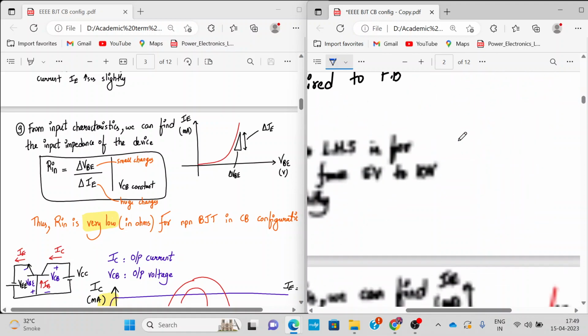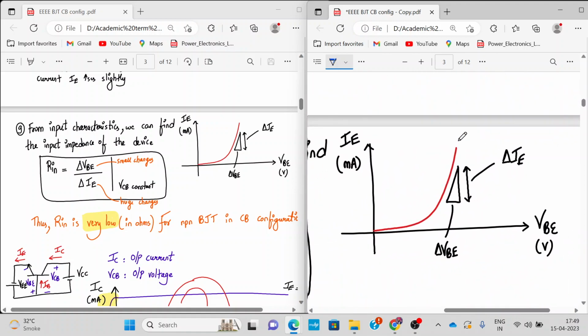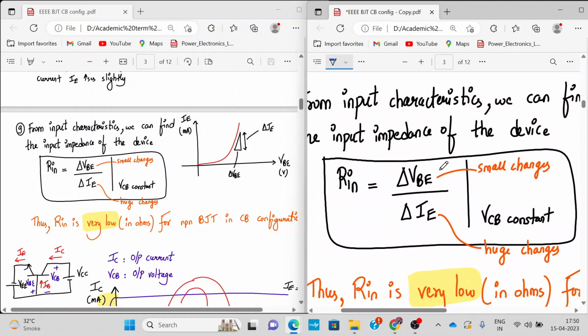Now from the input characteristics, this is my input characteristics, right? From the input characteristics we can find an important parameter called input impedance. Input impedance can be determined by calculating the slope of this curve. It's an exponential curve, and some part of it will be a straight line. So from here we can determine the x coordinate and the y coordinate. The x coordinate we call delta VB, the y coordinate delta IE. So Ri will be delta VB upon delta IE.